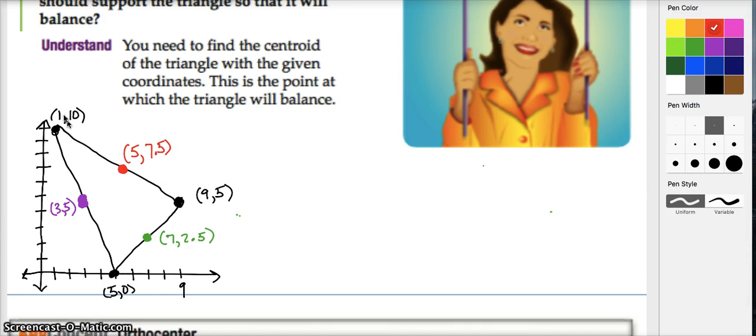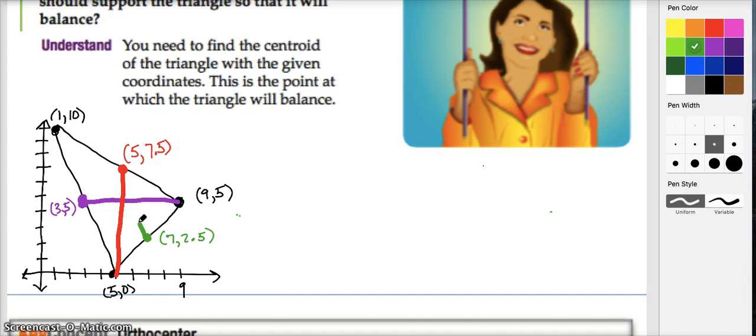And similarly, I found the other ones. So this midpoint is (5, 7.5), and this one is (7, 2.5). So now we need to find the equations of the lines and find the intersection of them. They're asking us to do some serious algebra today. And we're tough. We can do it. So I'm going to draw my purple line, my purple median, and we're going to find equations for each of these. My red median, and then I have a green median.